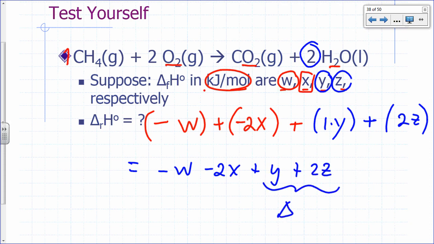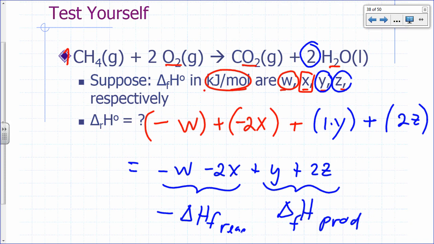So this is delta H formation of products minus delta H formation of reactants. And you just add those. Okay? Now, can we simplify this? What do we know about X? It's delta H formation of O2. O2 is an element in its standard state. So that would be 0, right? So I can just remove that. So it's just going to be Y plus 2Z minus W.